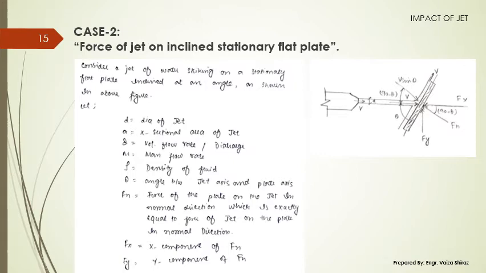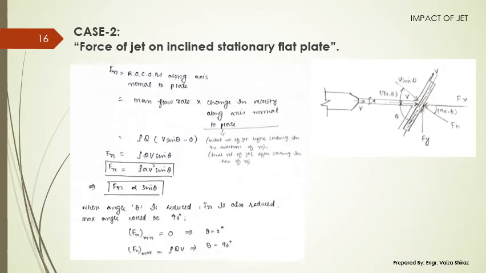Also, the component of the velocity along the axis normal to the plate is V sine of theta, and this remaining angle is 90 minus theta. Also, this angle is 90 minus theta. So all the parameters are the same. The different parameters are theta, that is the angle between the jet axis and the plate axis. Fn is the force of the plate on the jet in the normal direction, which is exactly equal to the force of the jet on the plate in the normal direction. Fx is the x component of Fn and Fy is the y component of Fn.